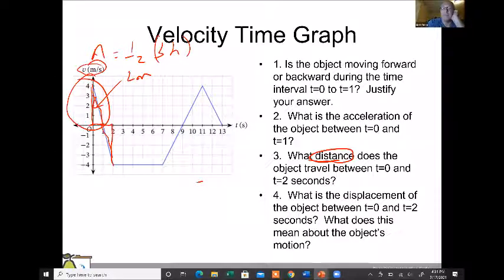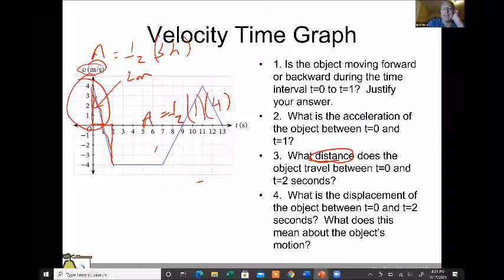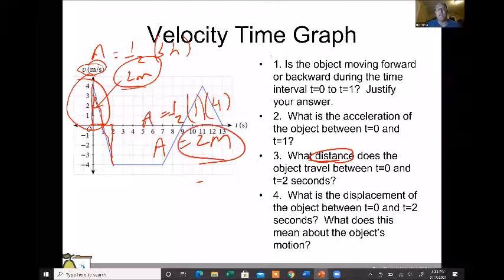But the bottom triangle, area equals 1/2. The base has a width of 1. The height is 4, because remember, the signs don't matter because we're dealing with scalars. So again, that area is 2, which means the total distance this thing moved was 2 up top, 2 down on the bottom, a total distance of 4 meters.